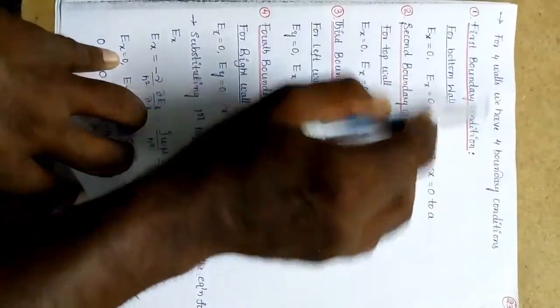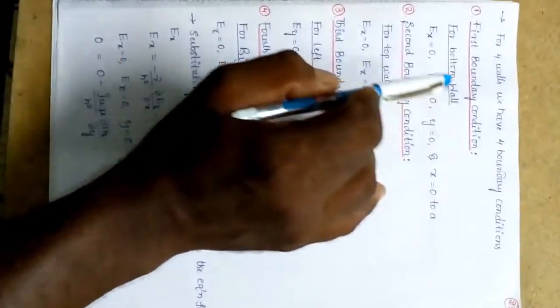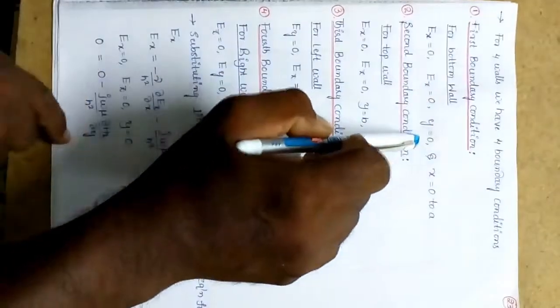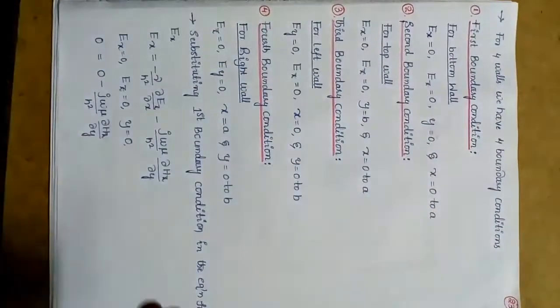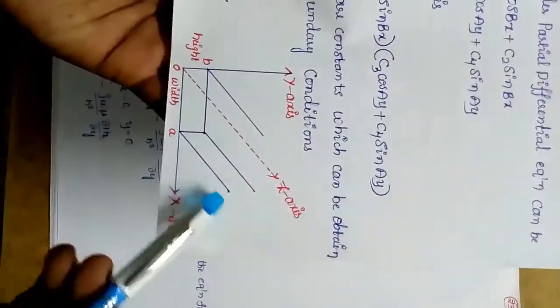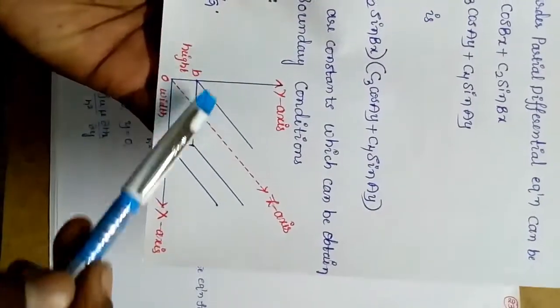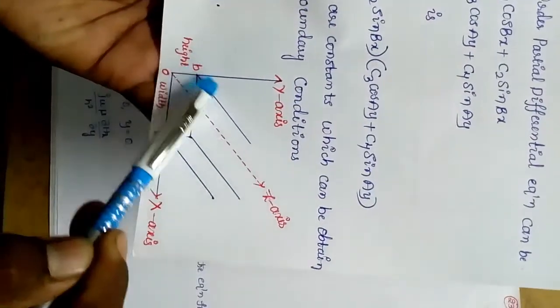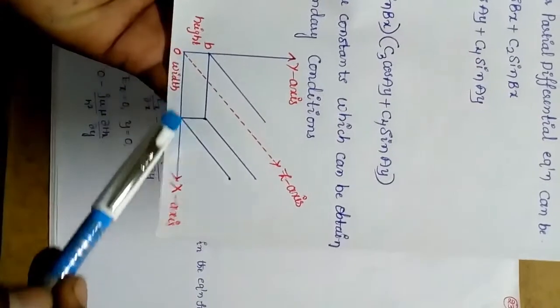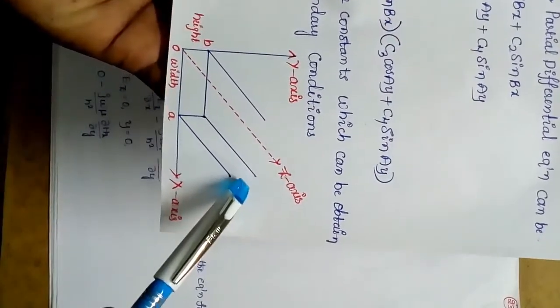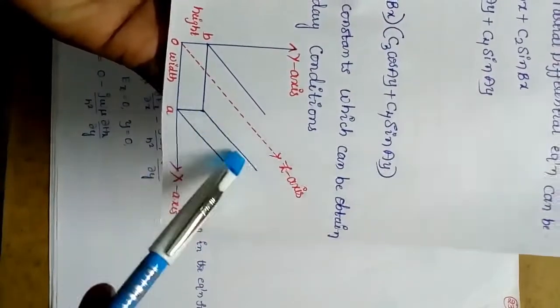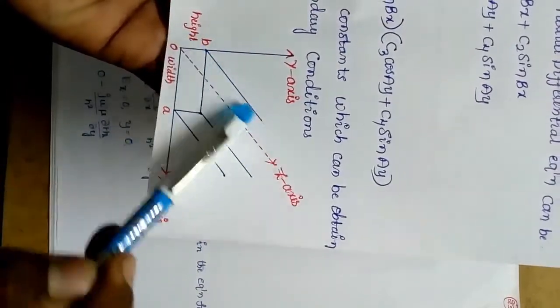First boundary condition for the bottom wall. So how to get Ex is equal to 0 and Ez is equal to 0 and y equal to 0 and x is equal to 0 to a. Just you see, from the bottom wall, and this is the rectangular waveguide. This is the top wall, and this is 0 to a, and this is the length. This is the top wall, bottom wall, and this is known as the right wall and this is known as the left wall.